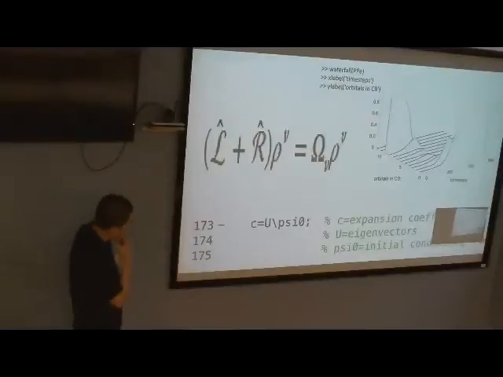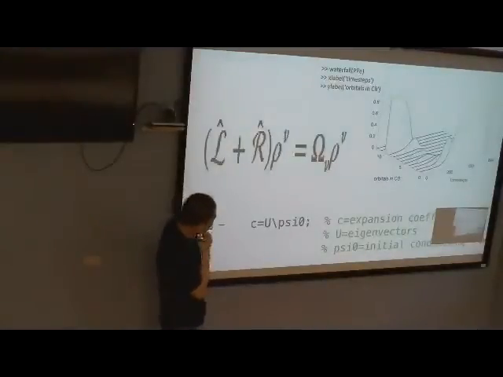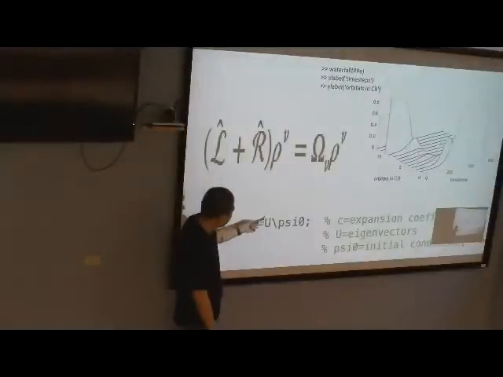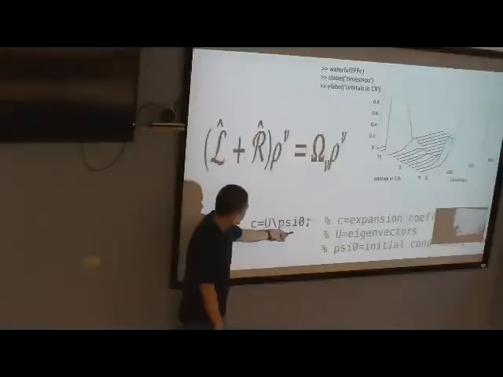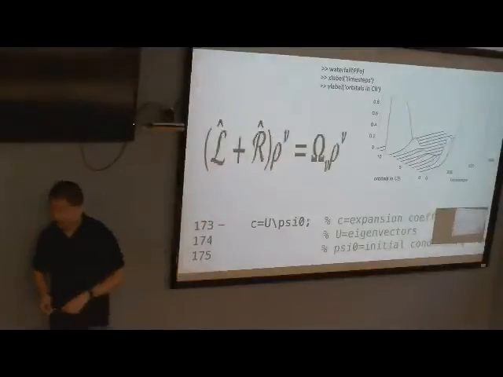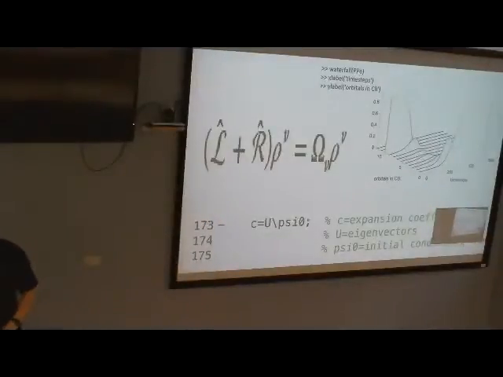Next, we calculate some expansion coefficients. So this is our initial condition. This is the eigenvector. The meaning of this is the degree of contribution of each eigenvector to the initial condition. Everyone is happy?